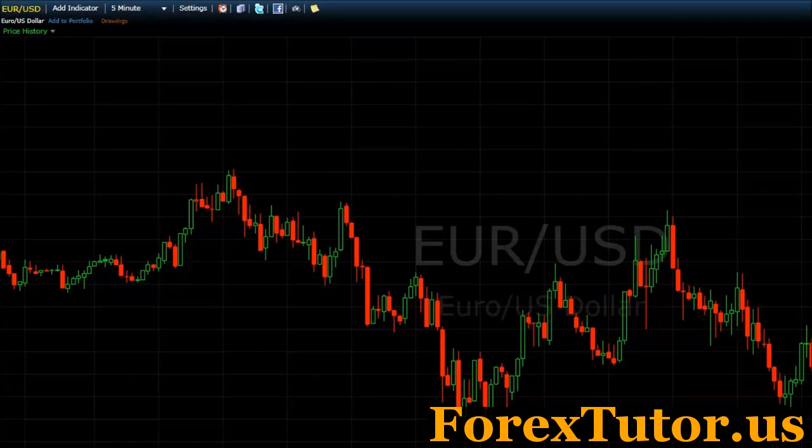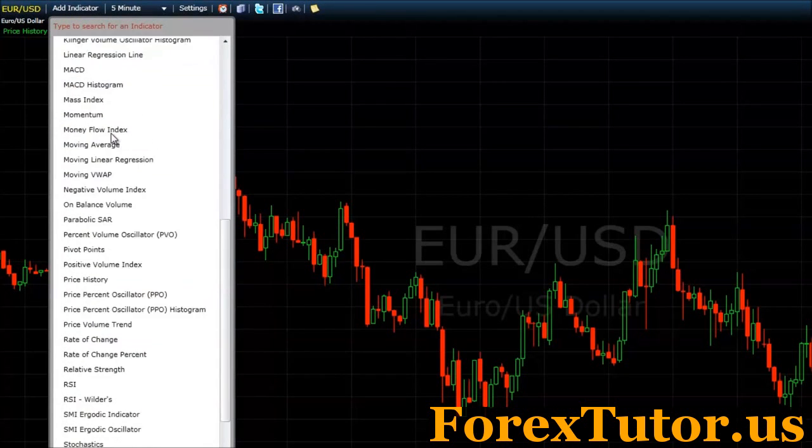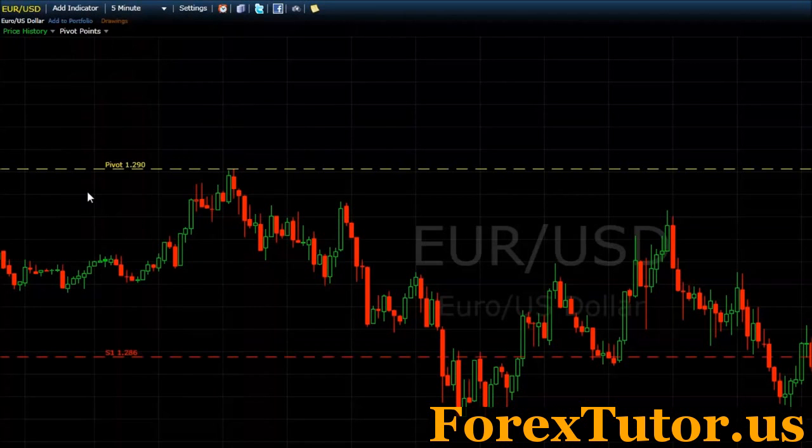So let's begin by adding these pivot points to our charts on freestockcharts.com, as you can see on the screen, to see exactly what these look like and how we can use them. The first thing we're going to do is go up to Add Indicator, and I'm going to go down to Pivot Points. As you can see, we've added a pivot point at the 1.290 level, and it's also added a support level for us at 1.286. And if you notice, this is on the euro dollar, and today is September 30th, 2012.